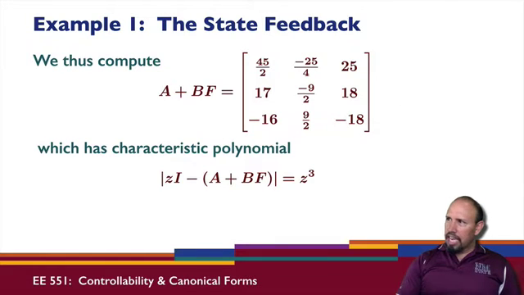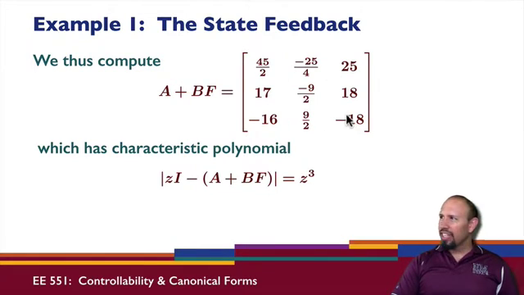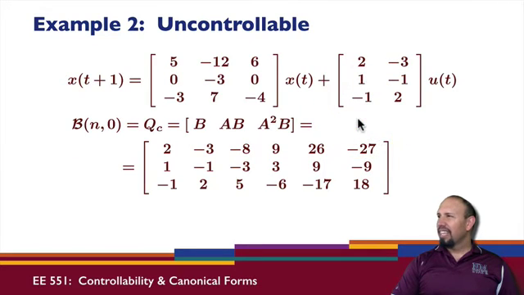I can now apply that. I can apply A plus B times that F, and this is the matrix I get. I can show that this has characteristic polynomial equal to z cubed. So this matrix actually has all of its eigenvalues at the origin. It's kind of hard to tell by looking at it that that's the case, but indeed it is. Notice if I took this column and multiplied by -4, I would get this column.